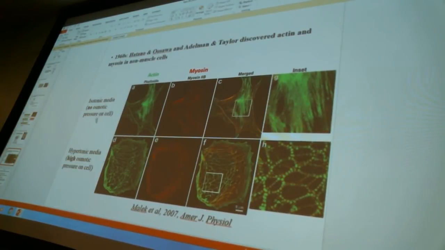So here's an example of the cells that are either in non-stressful conditions or under osmotic pressure, and you can see that the actin networks are quite dramatically reorganized under different conditions. Here they're trying to form this kind of network lattice to help to maintain the integrity of the cells. And myosins are quite nicely localized with actins in both cases, under normal conditions and also under stressful high osmotic conditions.